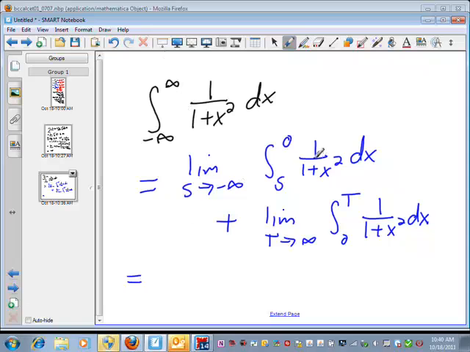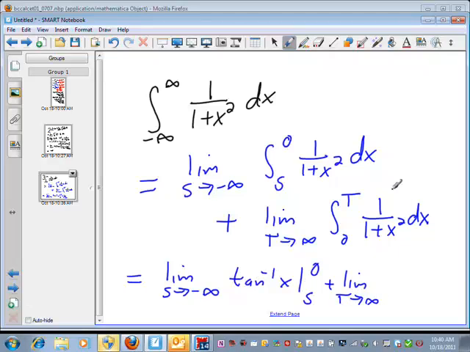All right. We need the antiderivative. What's the antiderivative of 1 over 1 plus x squared? Tangent inverse. It's the inverse tangent. That's right. As the limit is s tends to minus infinity, and by the fundamental theorem of calculus, this is the inverse tangent of x evaluated from s to 0 plus the limit as t tends to infinity of the inverse tangent of x evaluated from 0 to t.